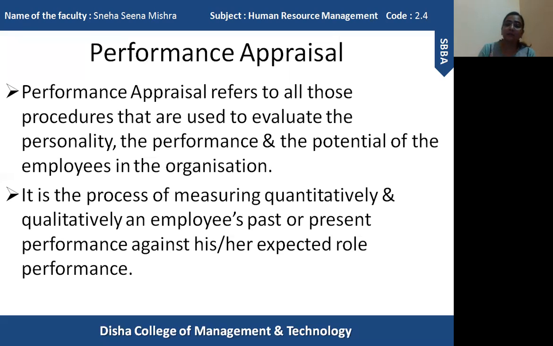At the same time, the behavior and personality need to be also evaluated so that we can find out whether the person is suitable for future higher positions or not. Because when a person moves to a higher position, potential, caliber, capacity, capability, all these things are necessary.